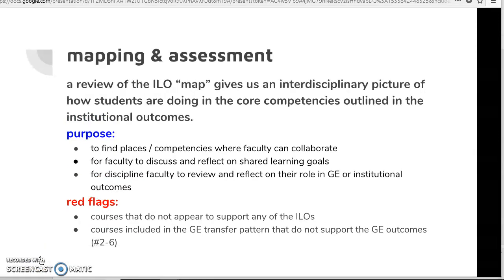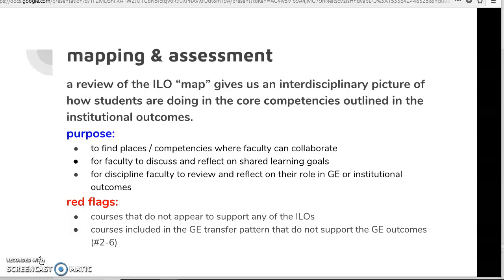Similarly, with this institutional map, the purpose of trying to think about which aspect of your course supports the institutional outcomes is primarily to find places institutionally where faculty can collaborate. Where do we have shared learning goals? Also, for us to reflect on shared learning goals. This is an opportunity to think about what we do have in common. Maybe for us to think about our role in general education or institutional outcomes.